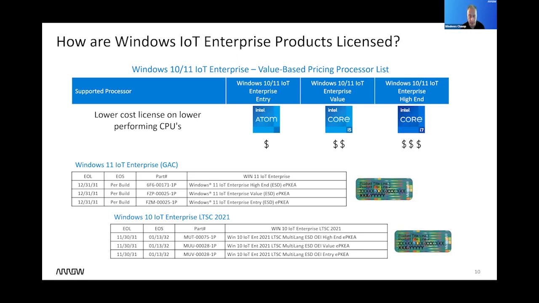And we'll talk about the stickers here in a minute. But you place your order, we ship you the COA stickers and you apply them to the device. That will also help determine the hardware. So if you want to save money on your overall cost of your appliance, if you can run on a lower performing processor, you will lower the cost of the Windows licensing.